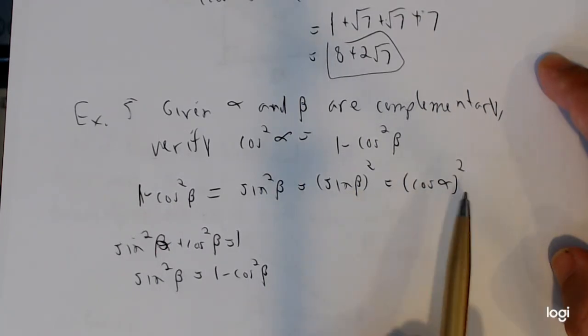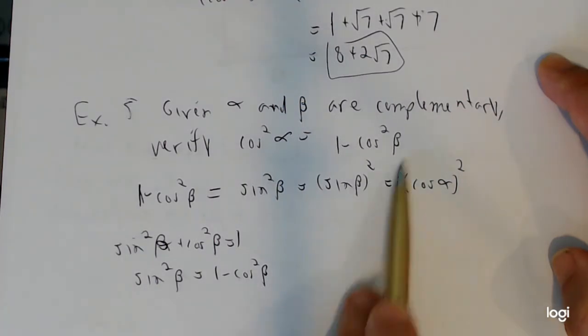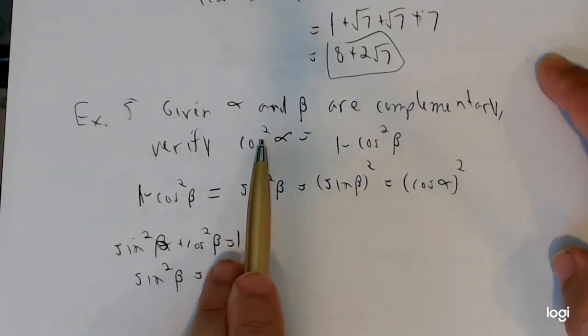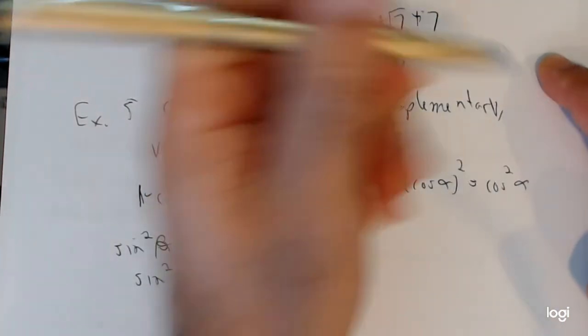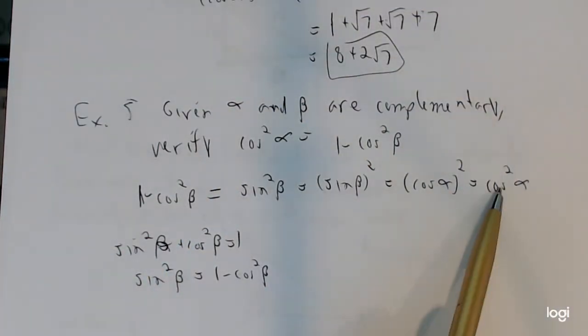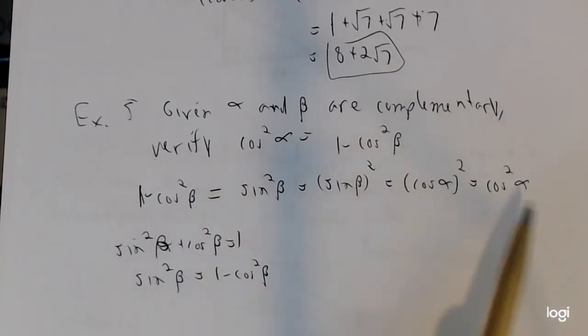Now, why was that important? Because look at what I want. I want cosine squared alpha, which is the same thing as cosine alpha squared. So this and this are no different. They're the same thing. But if I want to rewrite it as cosine squared alpha, just to make it look clean, that will do it. So here's how we used the idea of cofunctions to verify 1 minus cosine squared beta is the same thing as cosine squared alpha. Okay, so this was one of those proofs that we talked about in chapter 1. We're just kind of revisiting it.